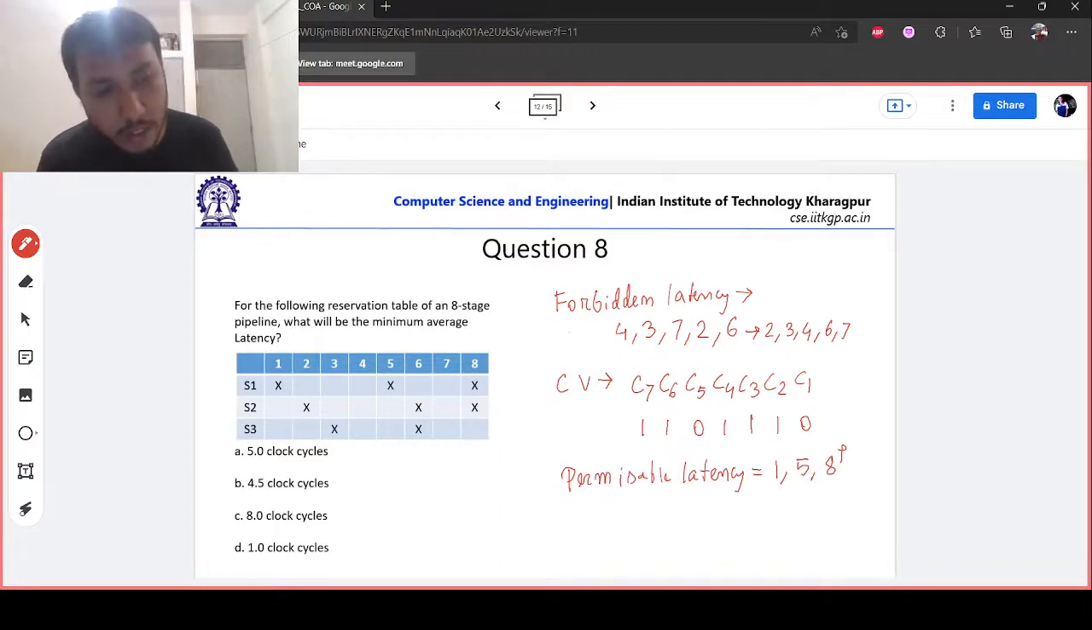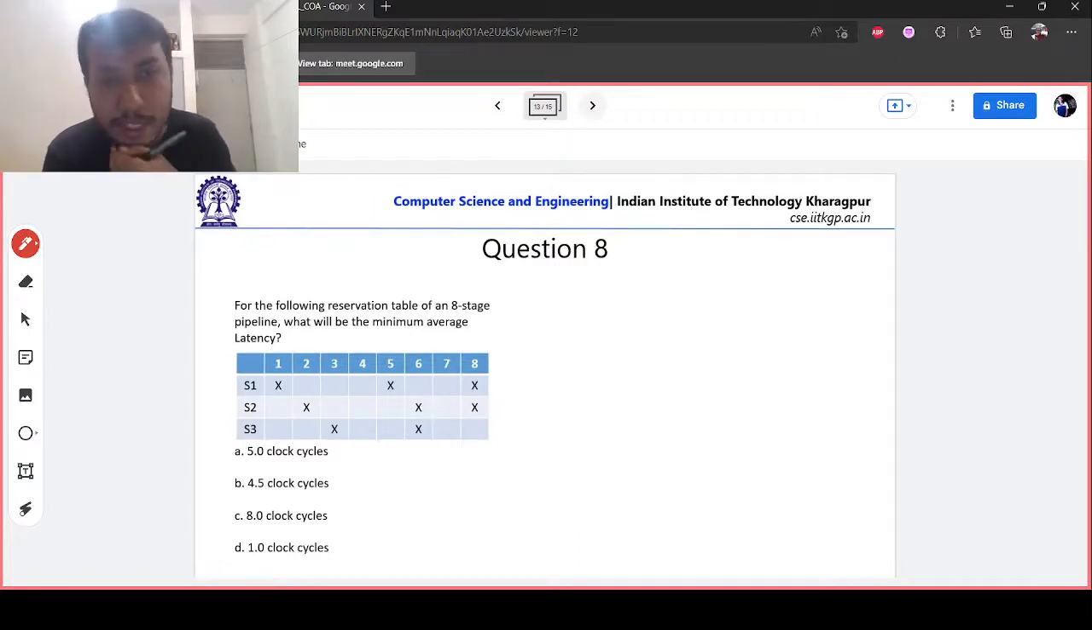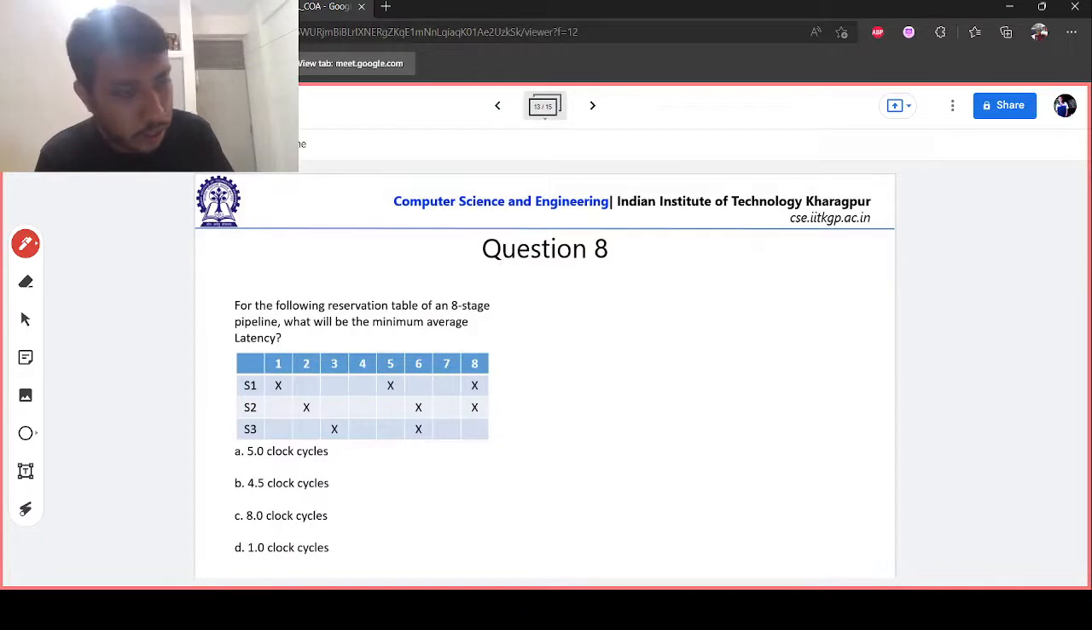Where we need to create the state diagram. So let's start building the state diagram. What will be the first state? The first state will be the collision vector state. That is, this one will be the first state. The collision vector state is 1, 1, 0, 1, 1, 1, 0.